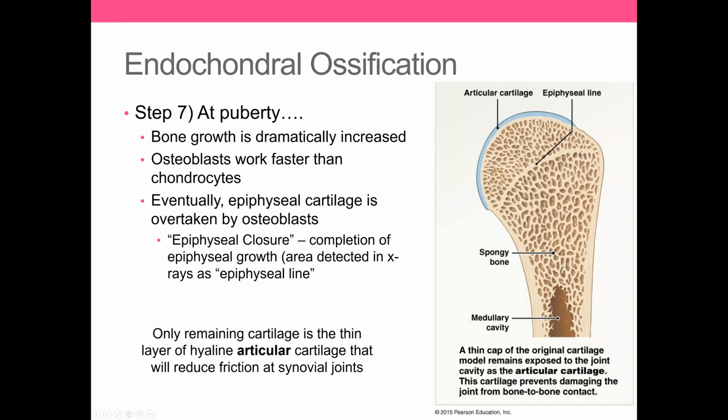So once you're all done with bone growth, so you're at your adult height, you're not going to get any taller. The only cartilage that is left is this thin layer of hyaline cartilage on the end of the bone called the articular cartilage, that's going to serve to reduce friction at synovial joints, which we'll talk about in Chapter 9.